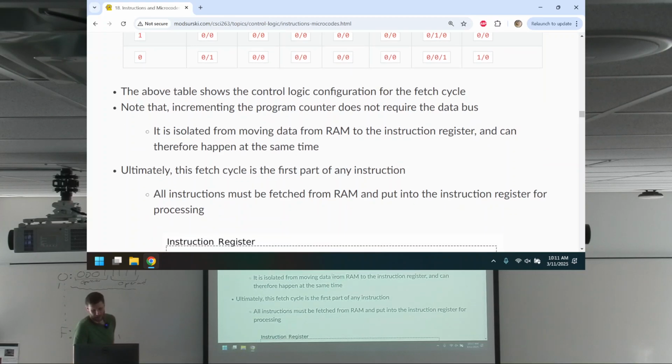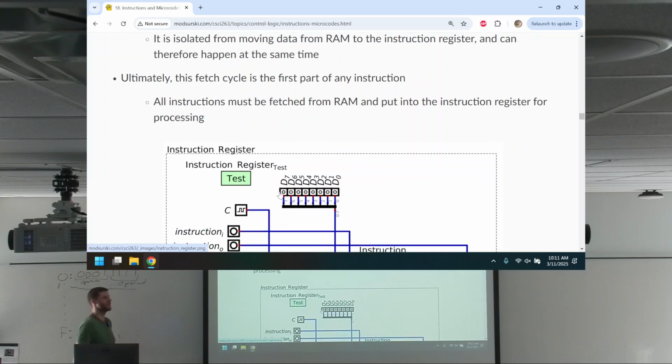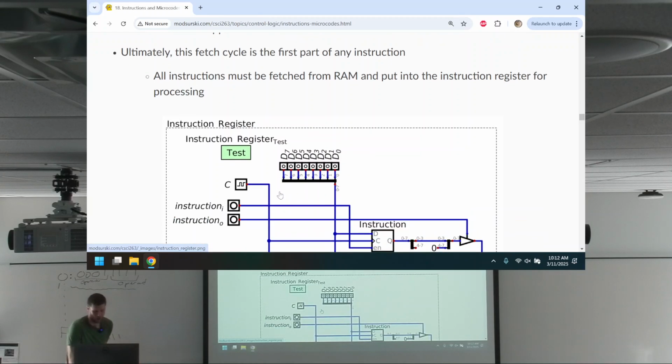So ultimately, the fetch cycle is the first part of any instruction. All instructions must be fetched from RAM and put into the instruction register. There's actually a funny nuance about which instruction's fetch cycle was actually running the next instruction, but we'll cross that bridge in a moment. So ultimately, yeah, the fetch cycle is the first part of every instruction.